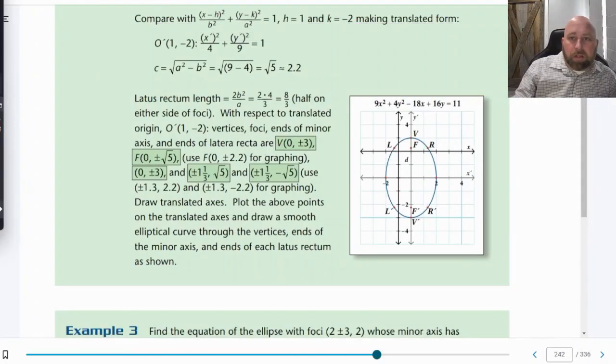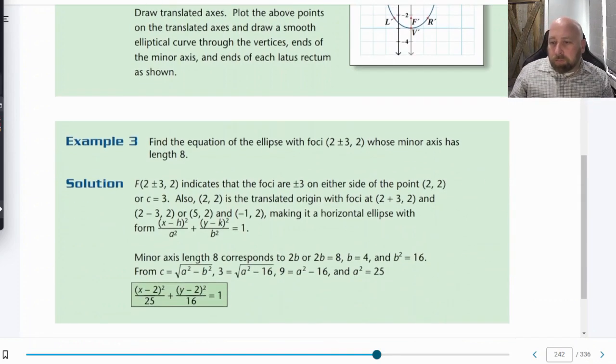All right, real quick, let's jump over to your book and look at example 3. Example 3 is basically what we did quickly in the second part of the last lesson, and we're going to build the equation. Find the equation of the ellipse with the foci 2, positive, negative 3, comma 2, and whose minor axis has a length of 8. You're just going to work all of that backwards.